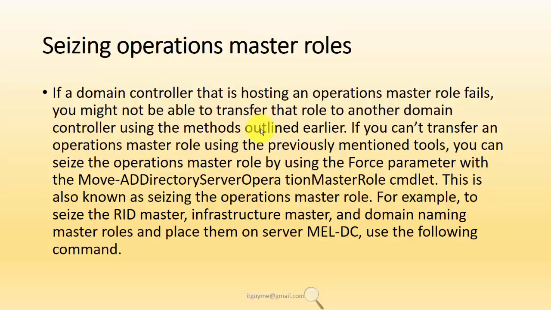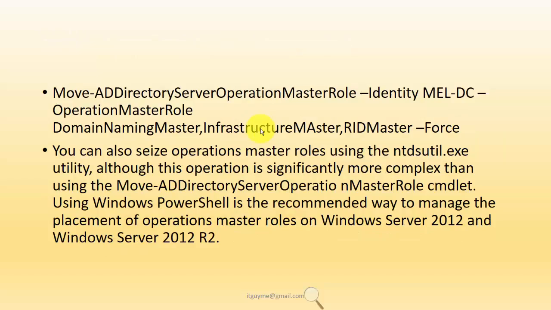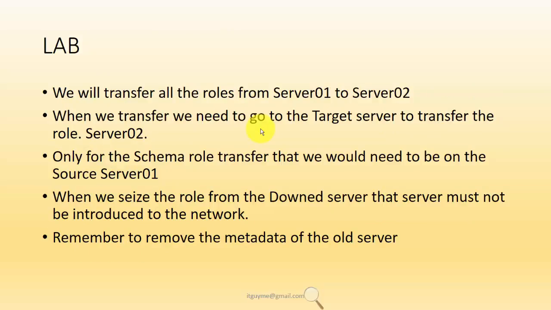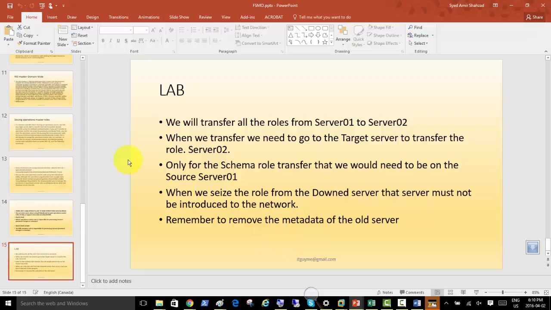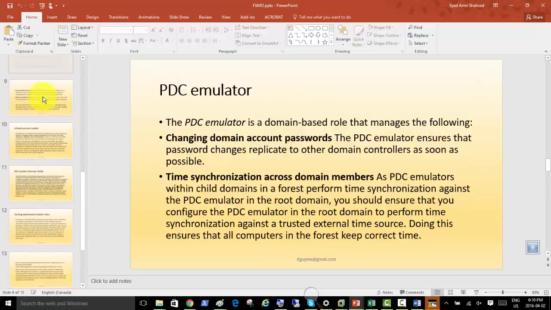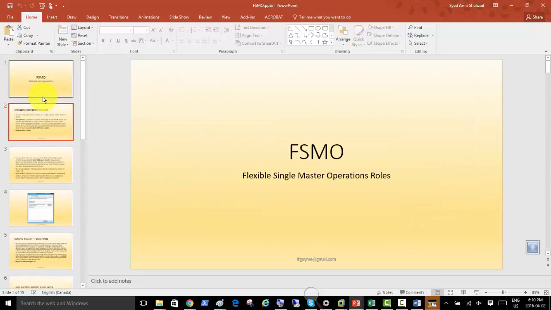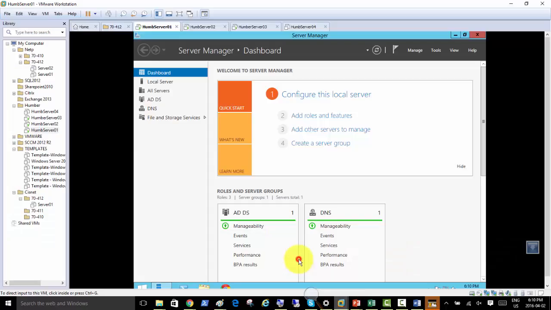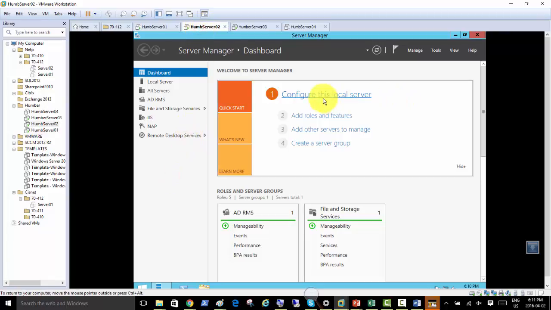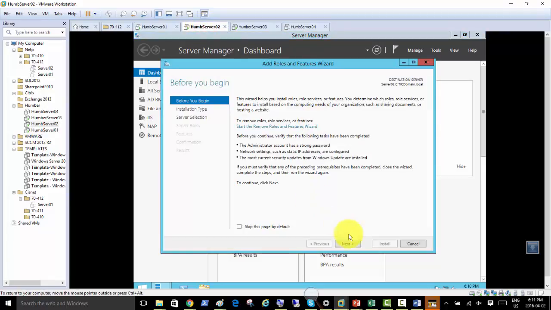Okay, seizing operations master roles. Let's get going now and crash something. Okay, so seizing operations master roles. First of all, let's just transfer the roles, and for that, I'm just going to quickly do that. So first, if I go to my domain controller here, I need to transfer it to the member server. Of course, I need to add it to the domain.